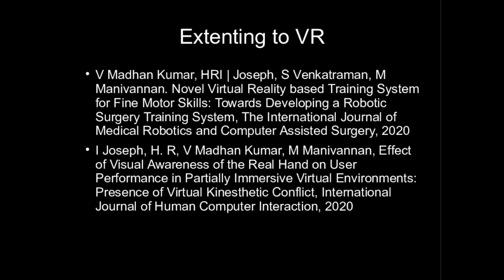The second paper talks about a new conflict that we found in virtual reality. In order to establish that it is a conflict, we use the Fitts law. We use the Fitts law in virtual reality and augmented reality separately. When the user gets to see the real hand and the virtual hand simultaneously, then the index of performance actually reduces. This is how we establish that there is actually a virtual kinesthetic conflict. If you are interested, you can take a look at these papers. You can download them from our website.